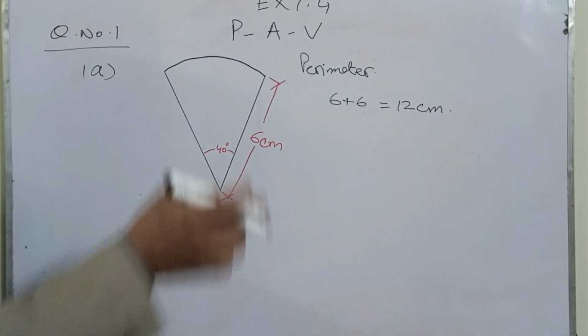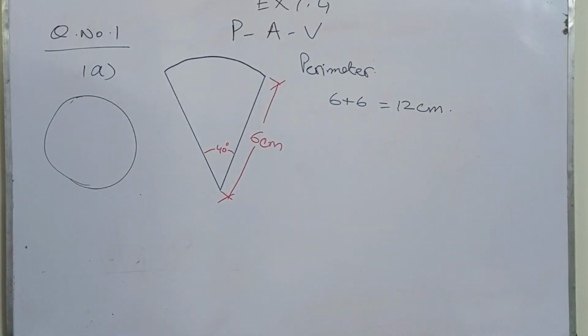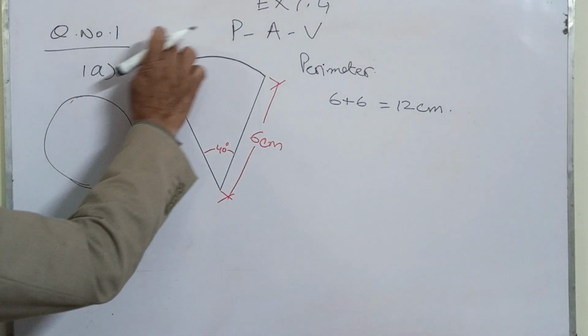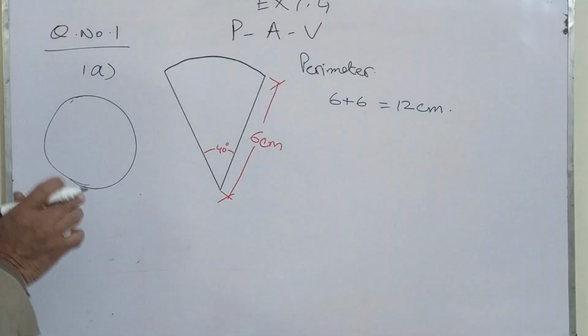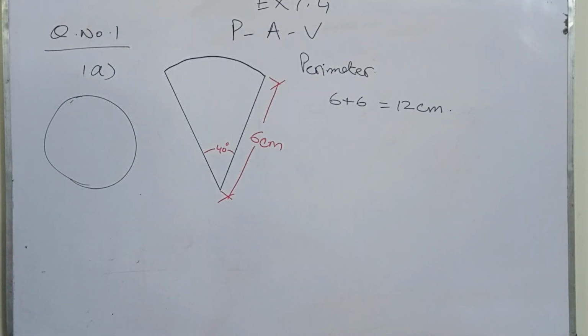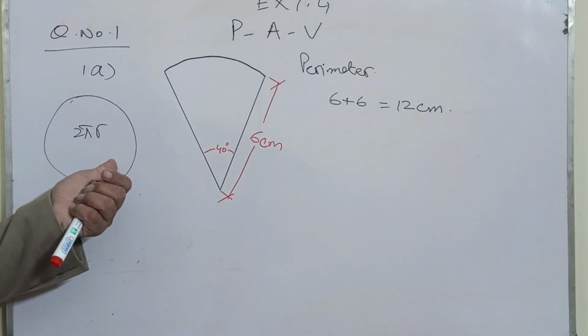what is the formula of a full circle? Suppose this is a full circle and we have to find its circumference, perimeter. Circumference and perimeter are one and the same thing, but when there is a circle, we say circumference. Circumference is dedicated to the circle only. So it is 2 pi r.